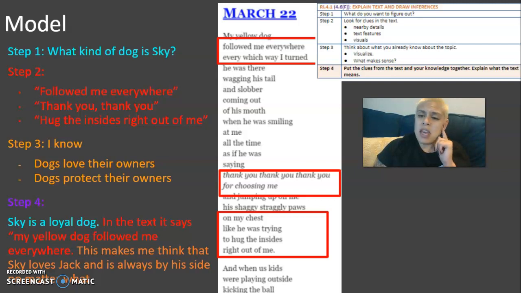Now I want you to stop and think, how did I make an inference and what 4 steps did I take?